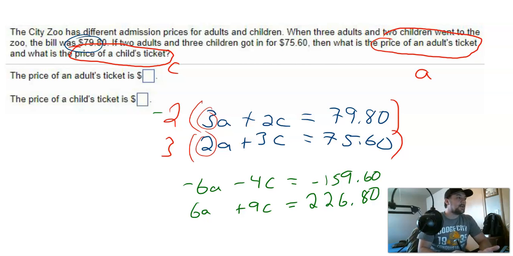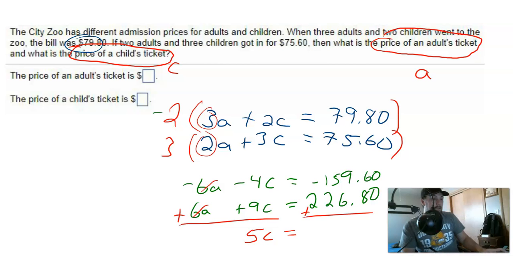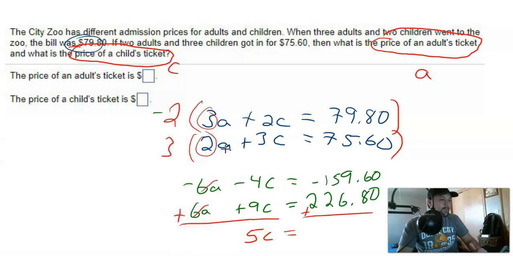Okay, so now that these will cancel out, I'm going to go ahead and add these together, just like we did before. The a's are going to cancel each other out. We'll have negative 4c plus 9c, which is going to be 5c, equals 226.80 minus 159.60, and we're going to get 67.2.